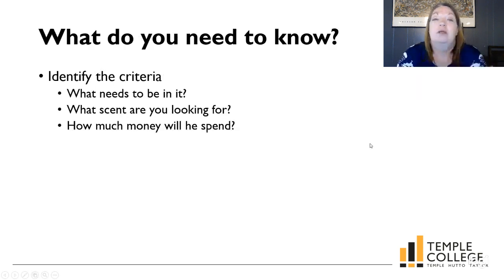All right, so what do you need to know, right? You've got to identify the criteria. The criteria is what are the parameters, what are the rules that we're going to play by? So one of them is what needs to be in this? What kind of bath set does he need or she need? What scents does she like? What kind of scent does he want to buy for her? And how much money is he going to spend?